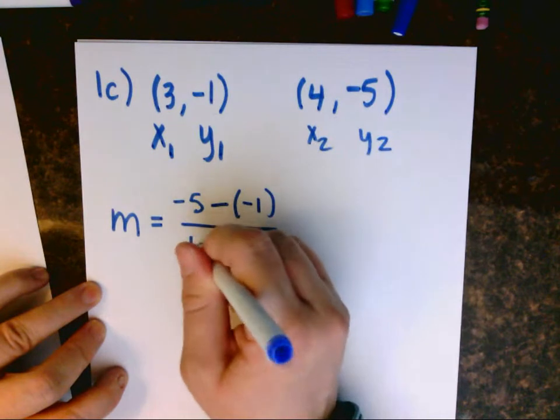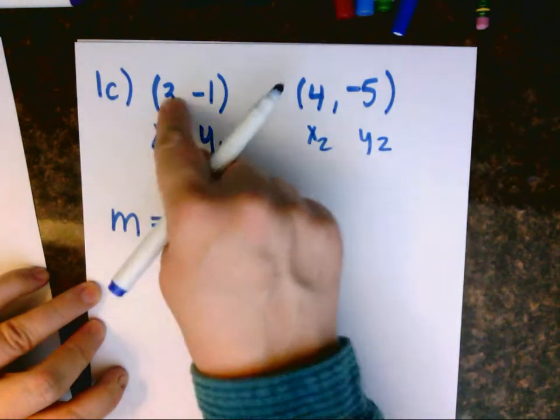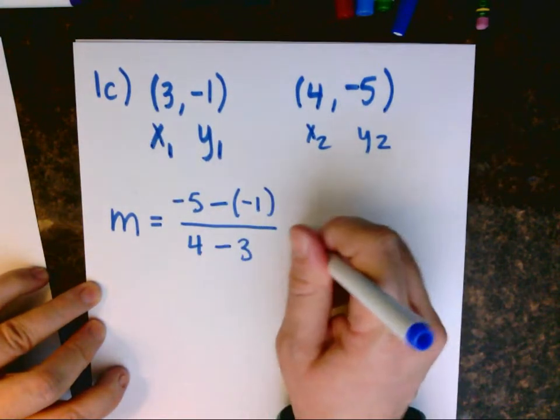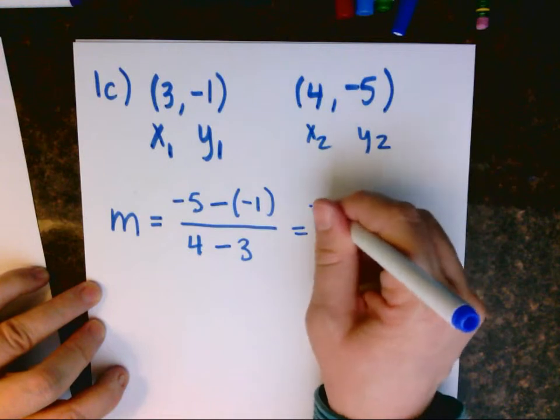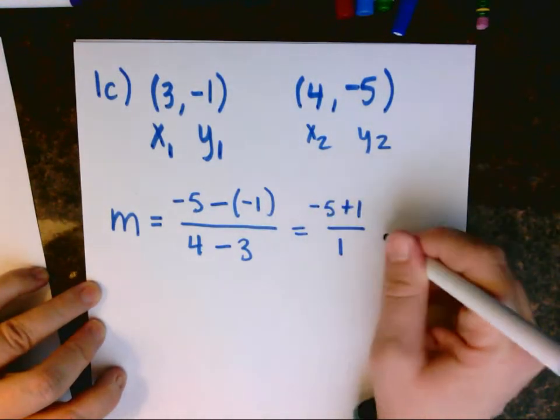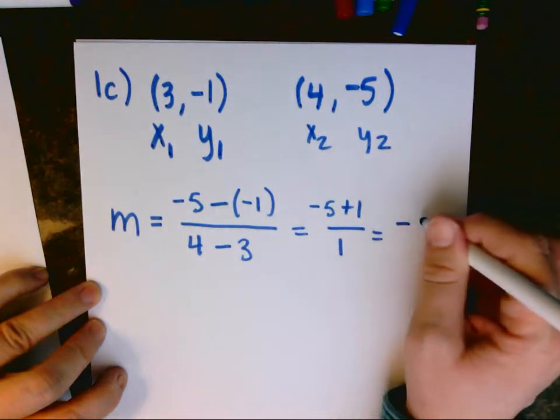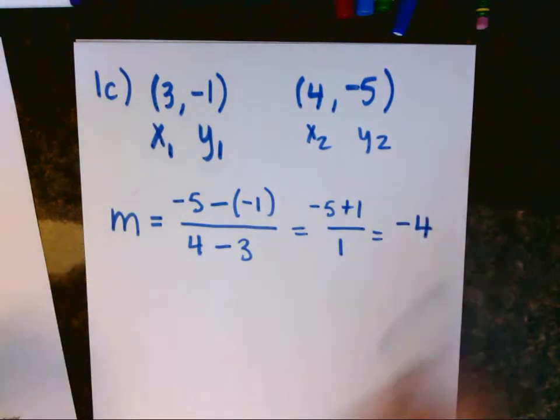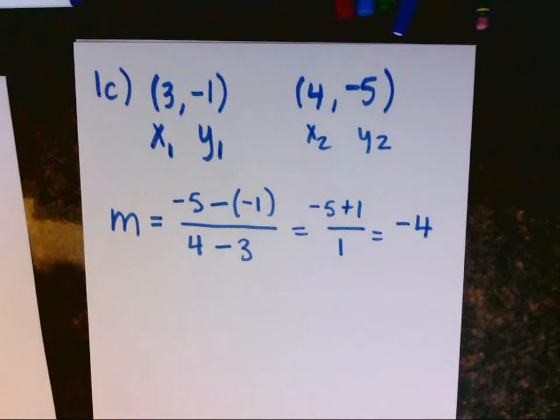x2 is 4 minus x1 is 3. So I have -5 plus 1 over 4 minus 3 is 1. So I have a -4 over 1. Looks good.